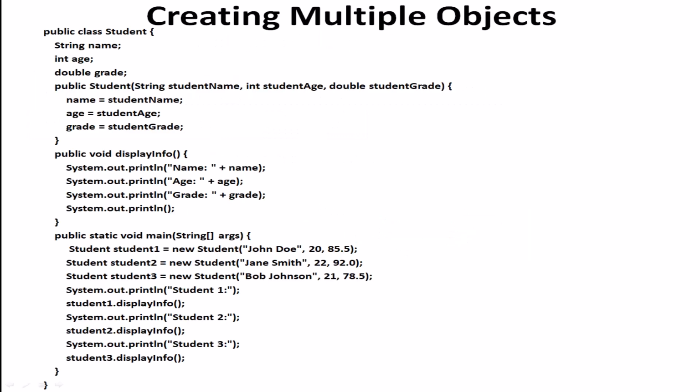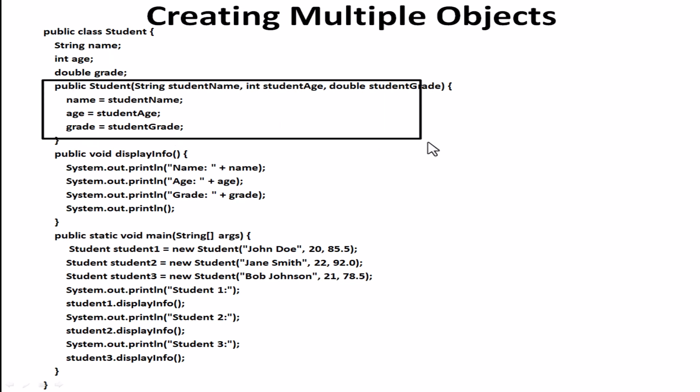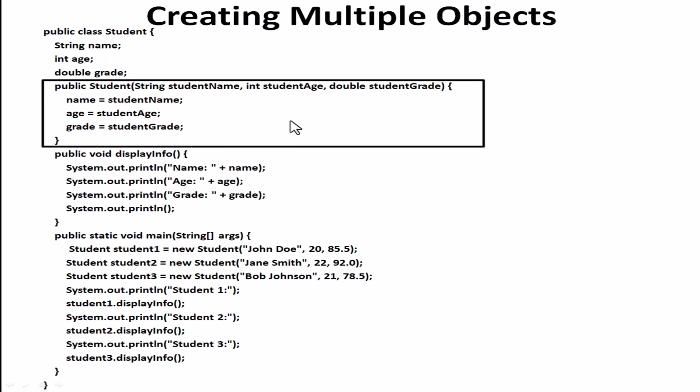Creating multiple objects. Here you can create multiple objects. The class name is student. Here we have created a student. What is student? Student is the name of the class. If you declare a method with the same name as the class, student, it is said to be a constructor.